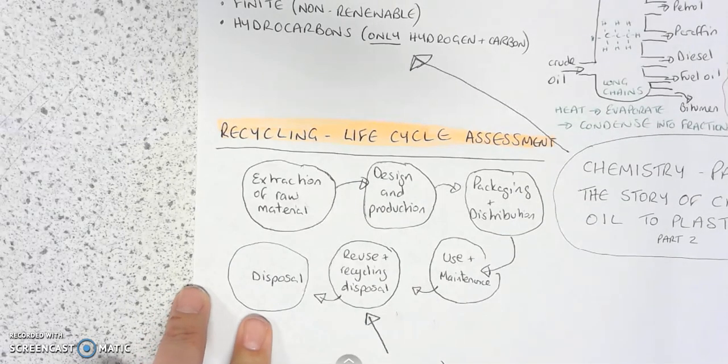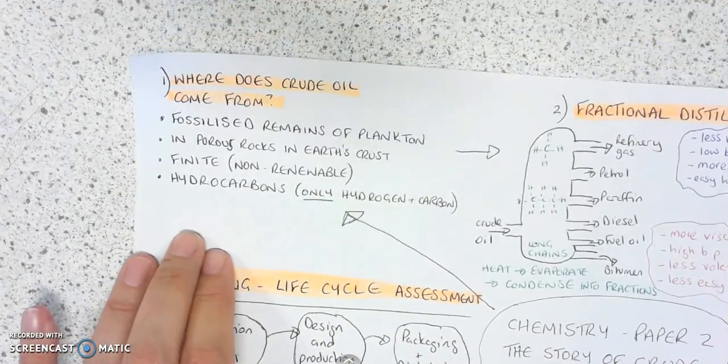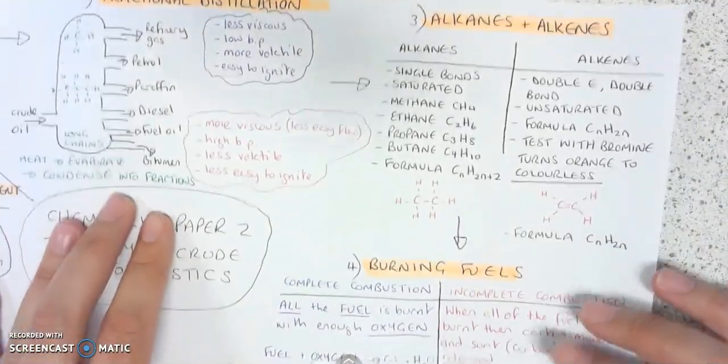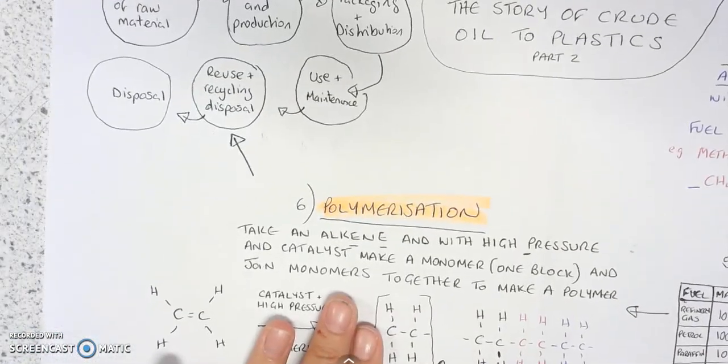So that's the story of crude oil, all the way from being dug up from deep underground, going through the process of fractional distillation, carrying out cracking to get what you need, and then polymerisation to make the plastics. So that's part 2.